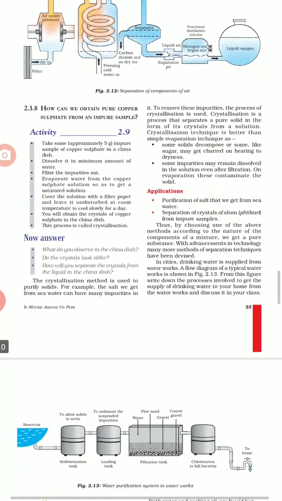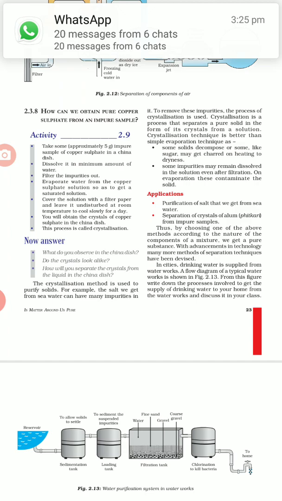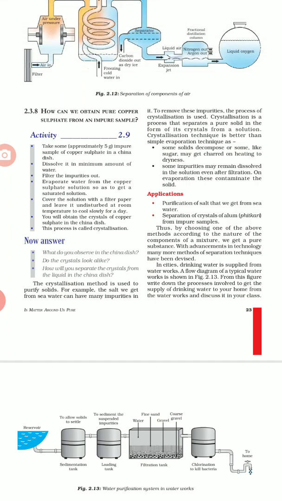Can you see this picture? Water purification system in waterworks. First, you have a reservoir. The reservoir is connected to the sedimentation tank. What happens in this sedimentation tank? It allows the solid impurities to settle down, and from there it is passed to the loading tank.